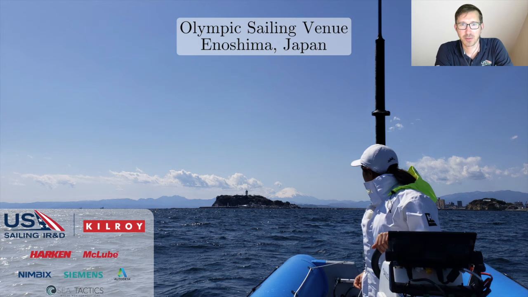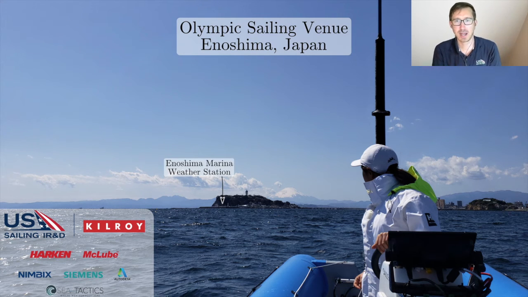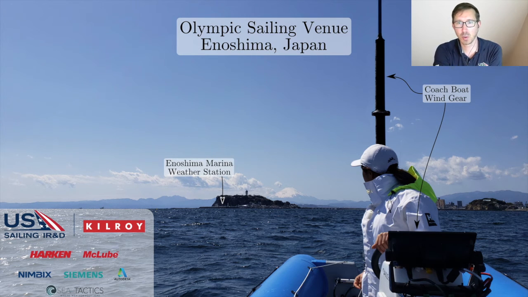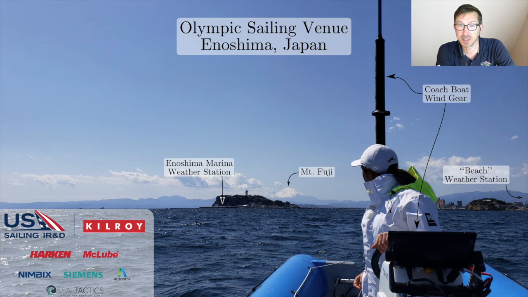Over a period of 3 months last summer, we looked at wind data logged at 3 different locations. First being the public weather station on Enoshima Island. The second, we looked at our coach boat wind gear data on the actual race courses. And third, a beach weather station just to the north of the race course areas. On this particular day, it was really clear, and there's a great view of Mount Fuji in the background.